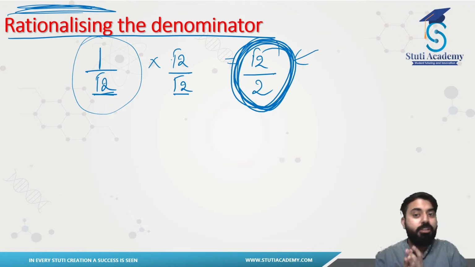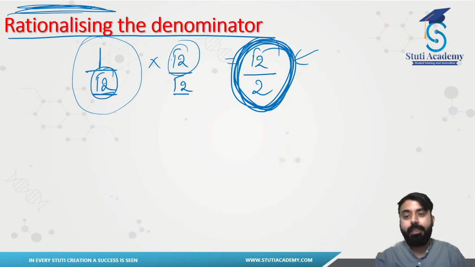Now you see, in rationalization what we are going to do? We are going to pick out our irrational number, then multiply it with that number and divide with that number. Reason being, these two will cancel out and you are not affecting your answer directly, but you are just making the denominator whole. So that is the case here.